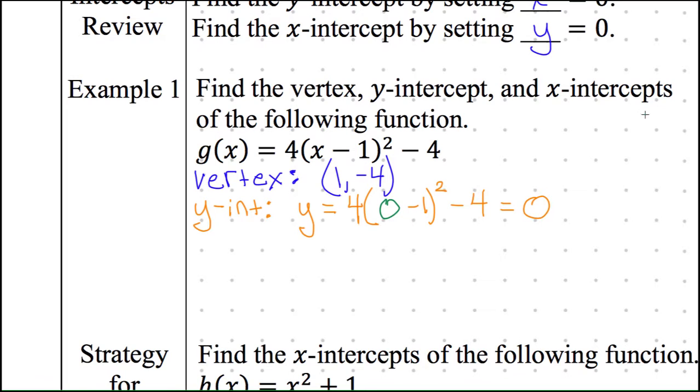All right. Next, I'm on to the x-intercepts. There will be 2, 1, or none.